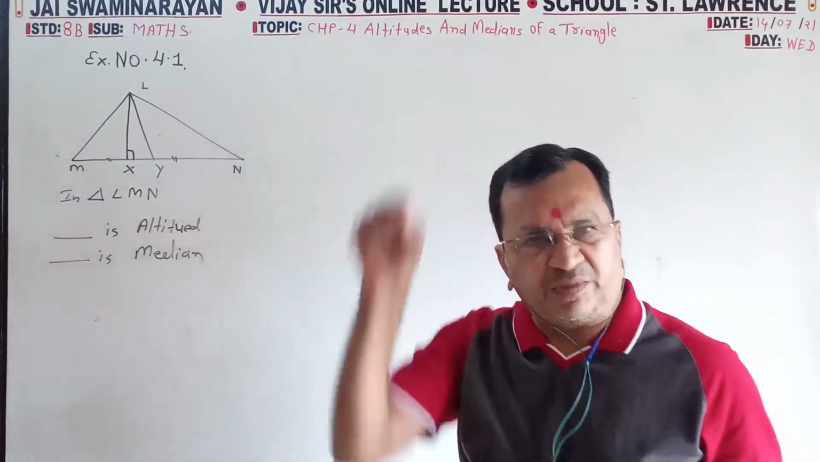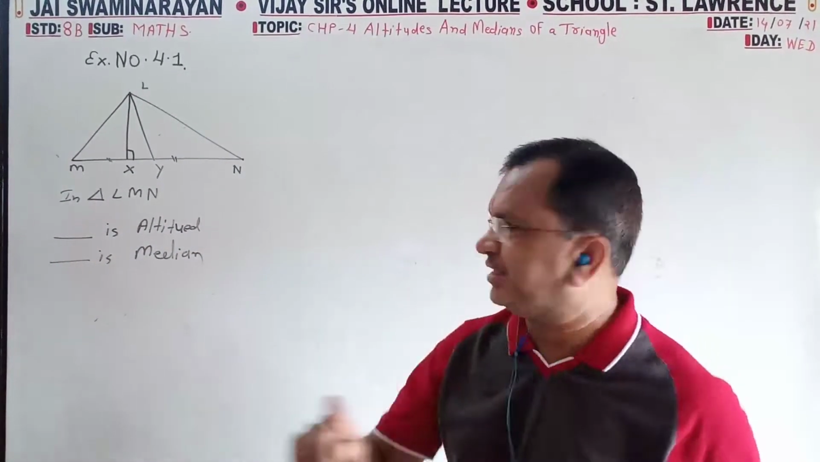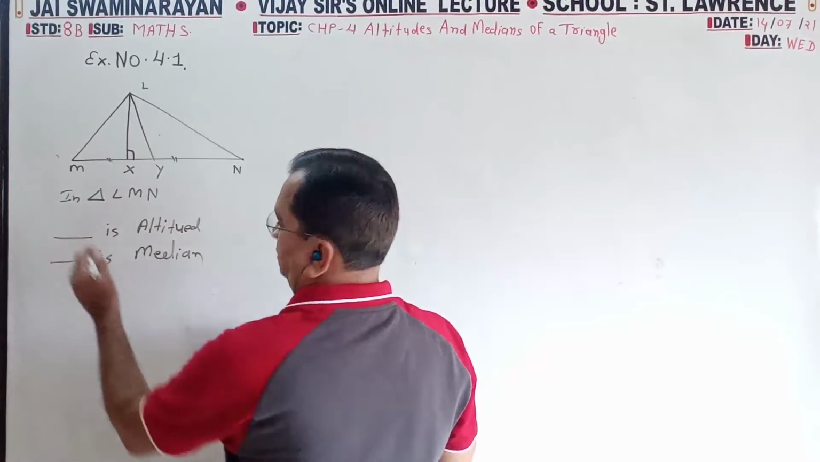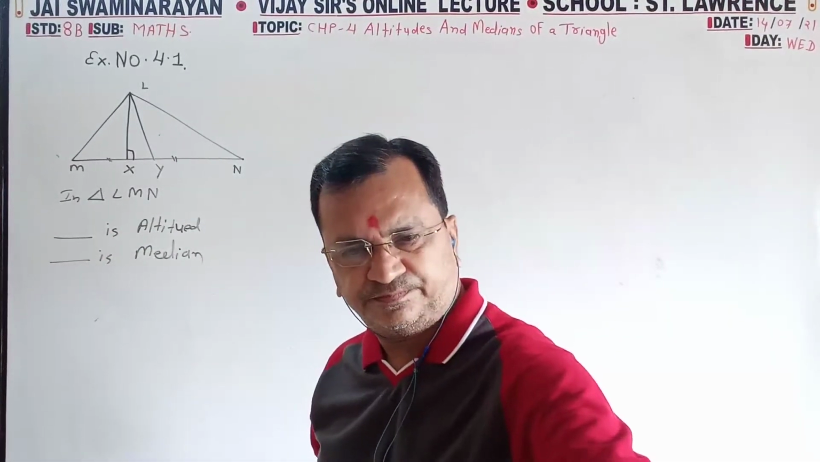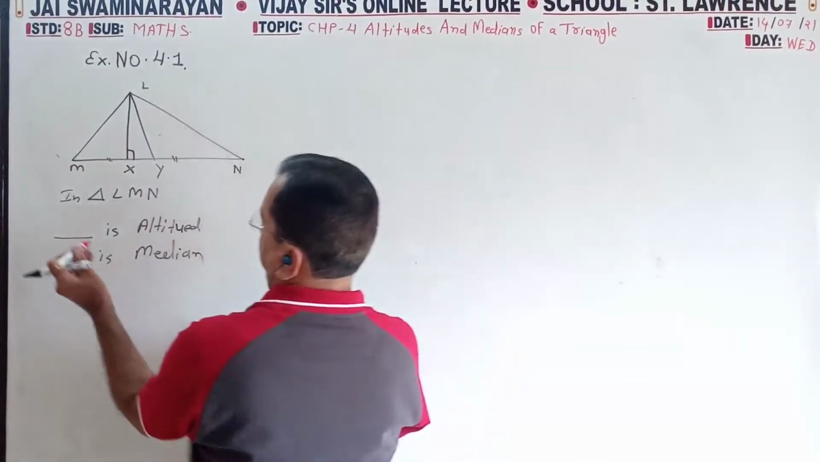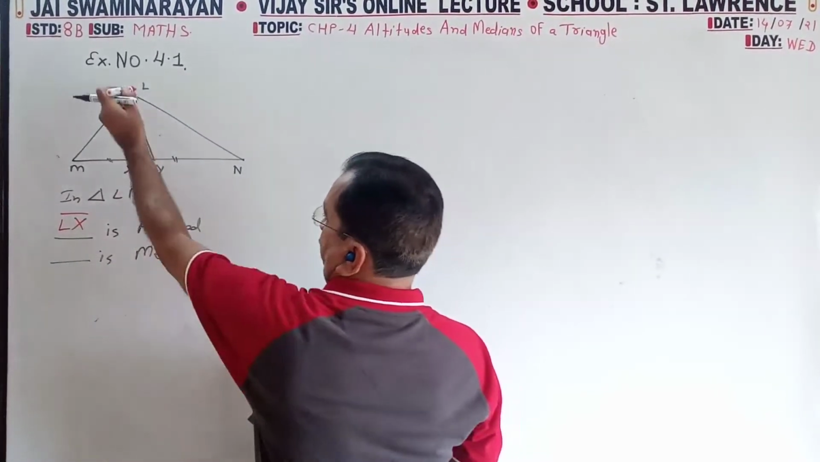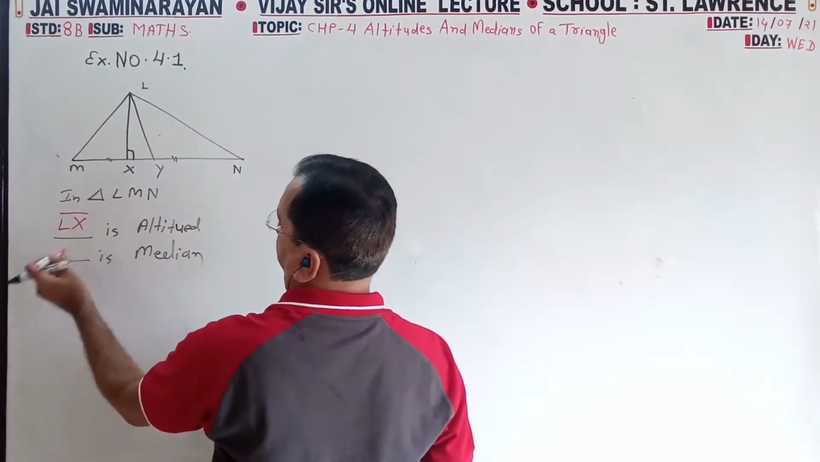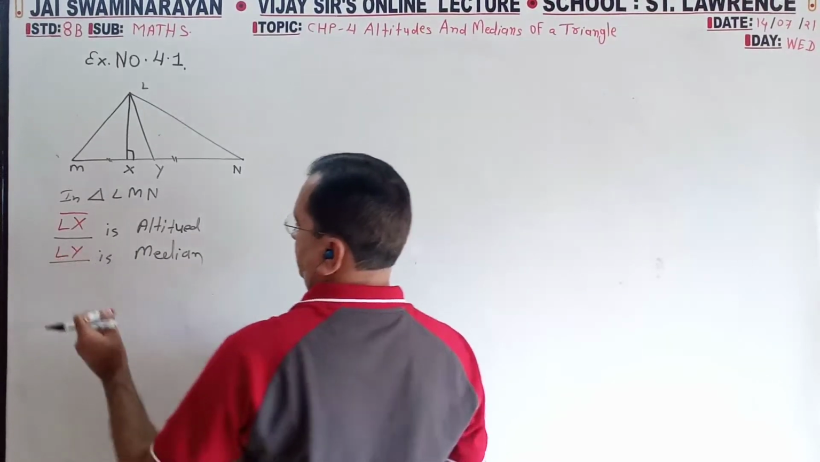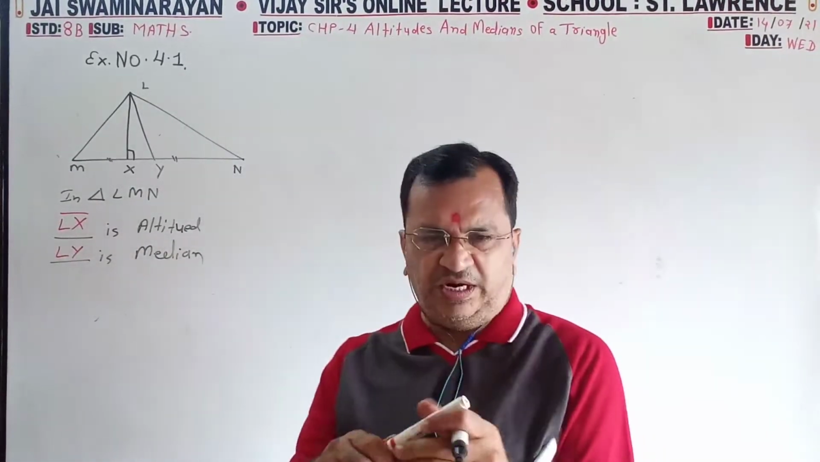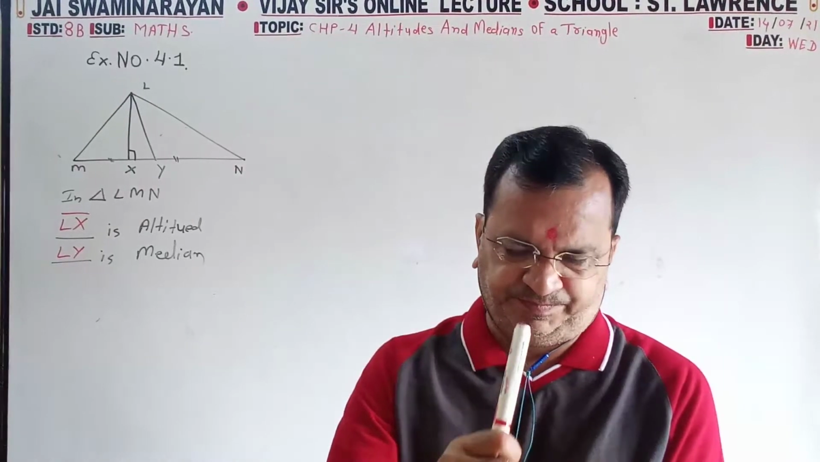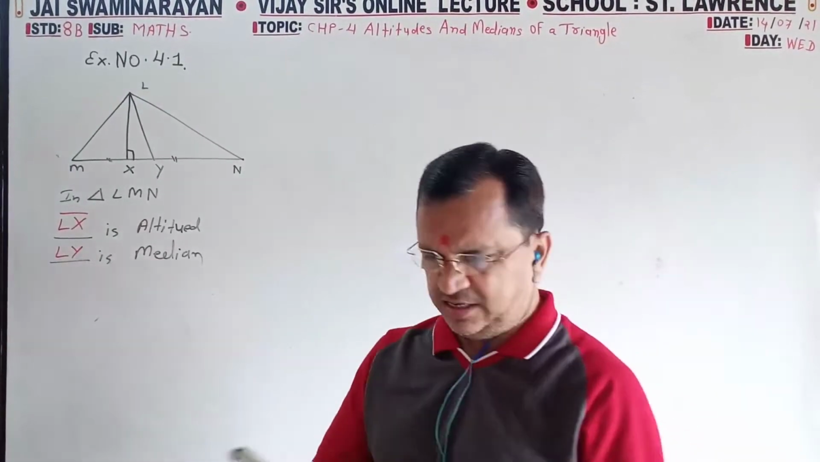So which is perpendicular, always it is altitude. So LX is altitude. Which is joining the midpoint, that is LY. In 2 questions, only you have to write the answer. Then question number 2.